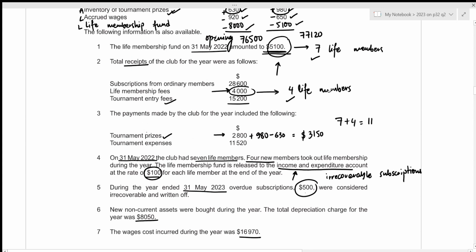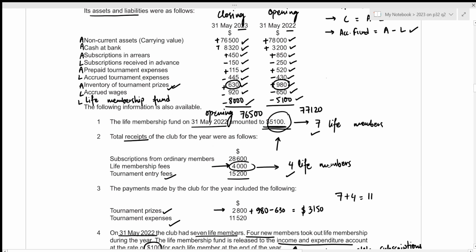And there is also tournament expenses of 11,520. And we need to make the adjustment for prepaid tournament expenses as well as the accrued tournament expenses. Let's have a look at the prepaid one. So we have the opening prepayment of 520. So this 520 was already paid for in the last year, but this is for the current year. We just paid it early, which means that we need to add this 520.